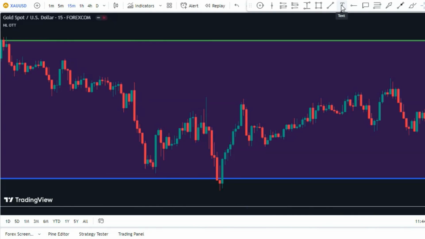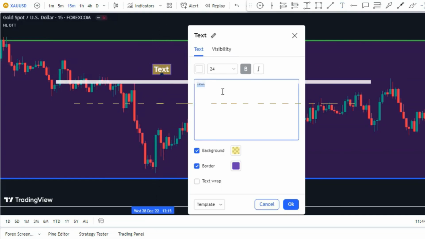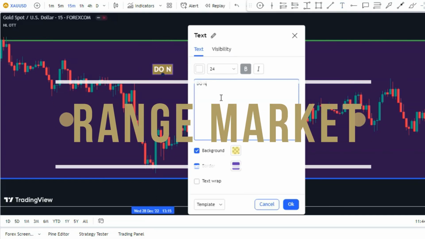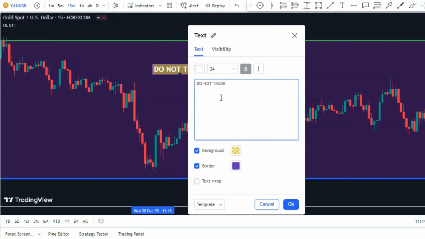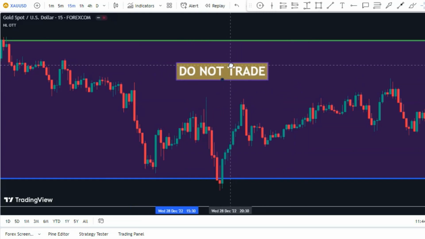One of the great points of this indicator is that the High and Low Optimized Trend Tracker indicator has the ability to identify the range market. So when the market moves sideways, the candles are placed inside the indicator bands. So when the price is inside the band, we should not enter any trades.